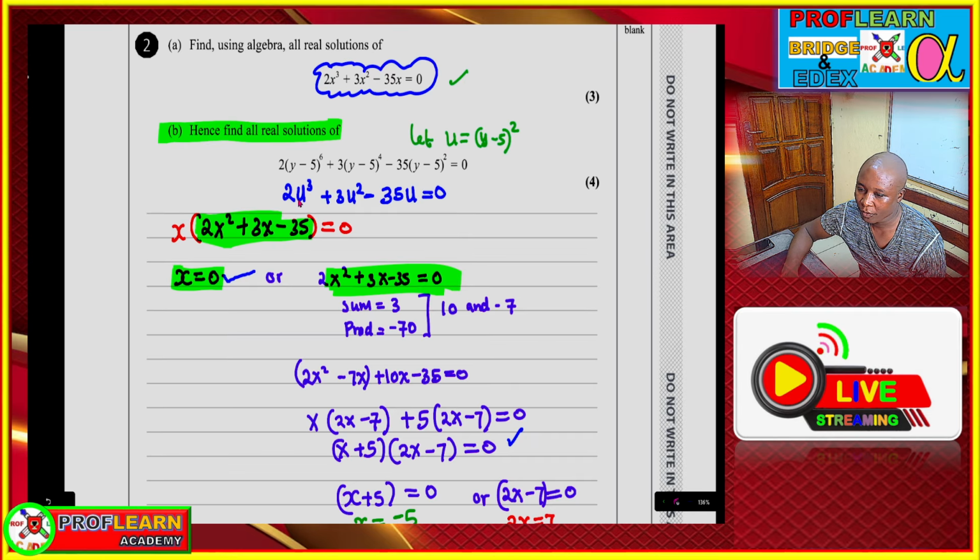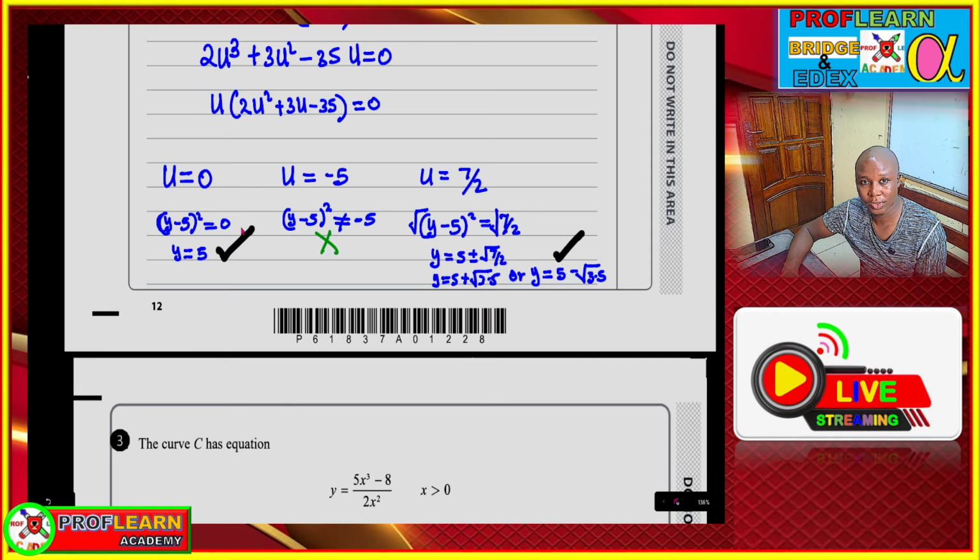So once you have gotten that, now you are going to say u is equal to that. Then therefore, because u was equal to (y - 5) squared, (y - 5) squared is equal to 0. If it is equal to 0, then we can find the value of y. And if u = -5, since it was a substitution, then (y - 5) squared should be equal to -5. But this is mathematically wrong, because there's no way you can square a number and end up getting a negative value. So basically you cannot get that.